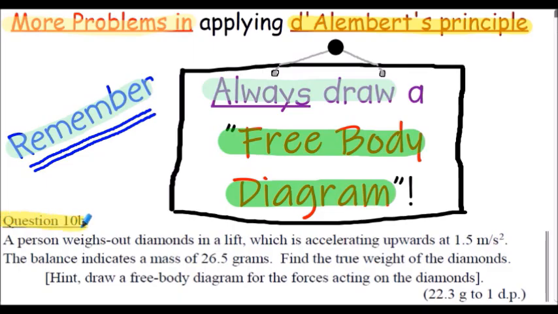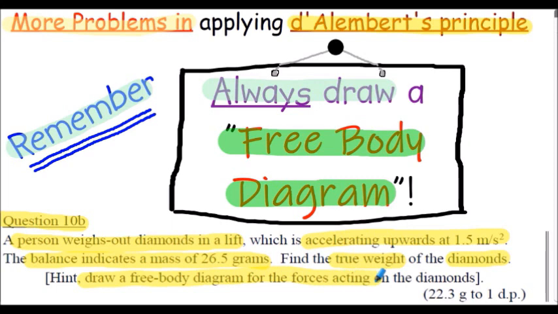It's question 10b. A person weighs out diamonds in a lift, which is accelerating upwards at 1.5 meters per second squared. The balance used indicates a mass of 26.5 grams. We've got to find the true weight of the diamonds, and the hint in the question is to initially draw a free body diagram of all the forces acting on the diamonds. And for your reference, that includes the force from the balance on the diamonds. So that force must be added to the free body diagram.